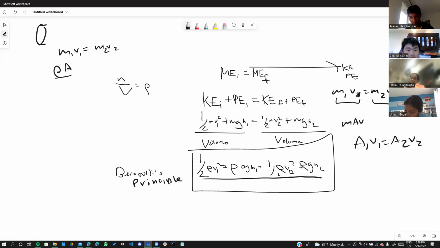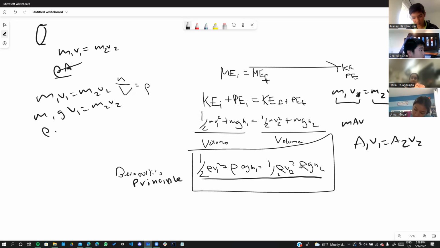If M1's momentum is conserved, then we can say M1 V1 equals M2 V2, and that's a specific pressure. Yeah, I think that's specific pressure. So you can write P V G.